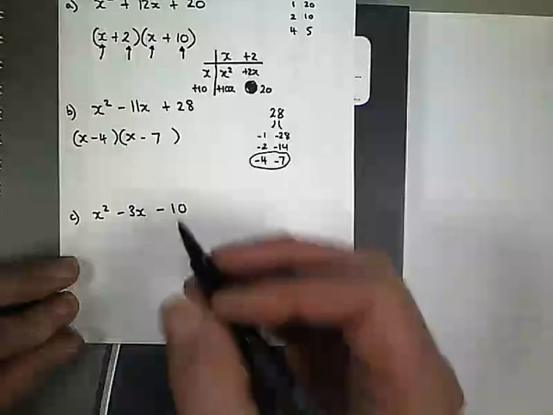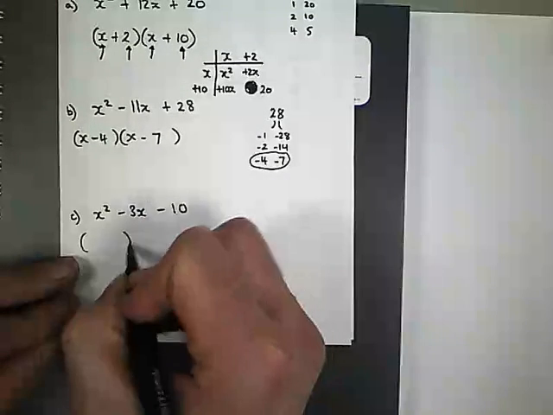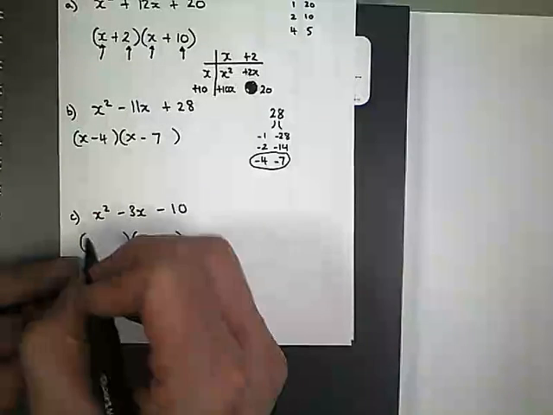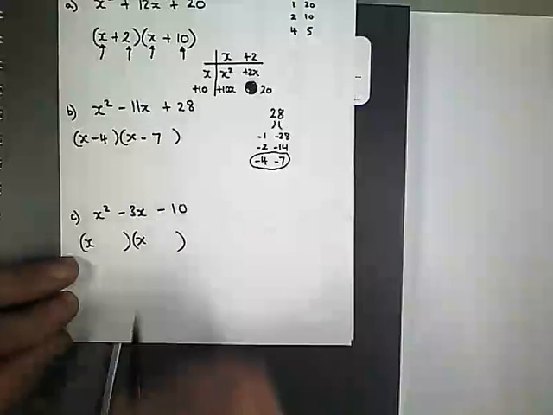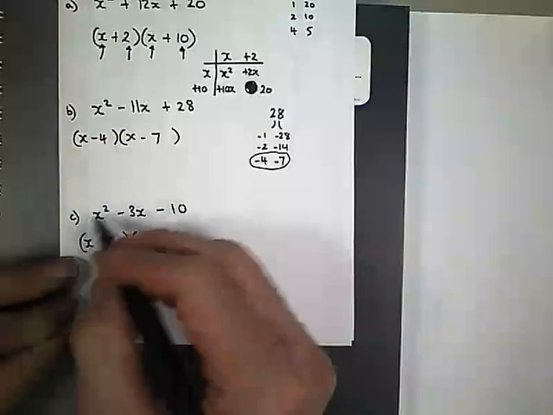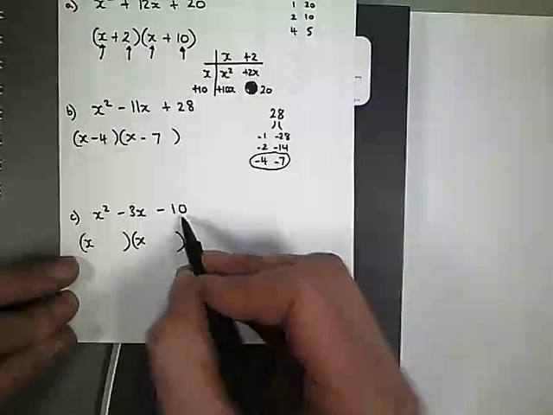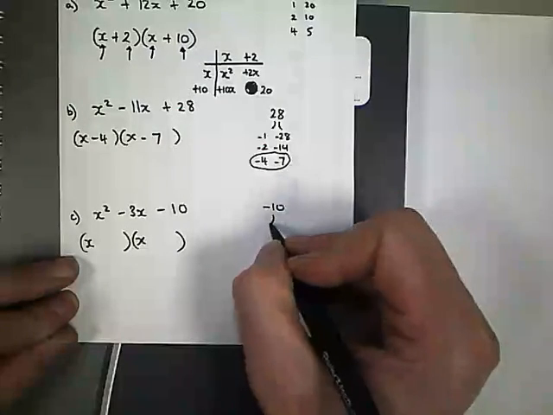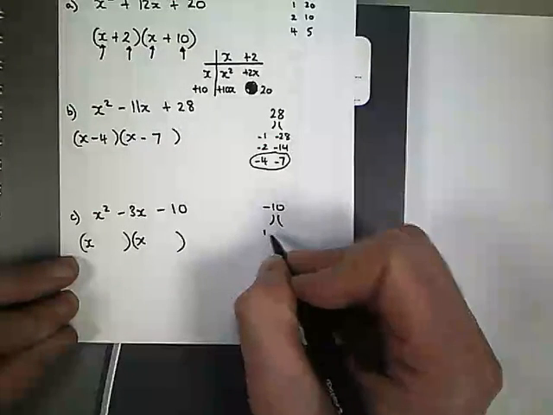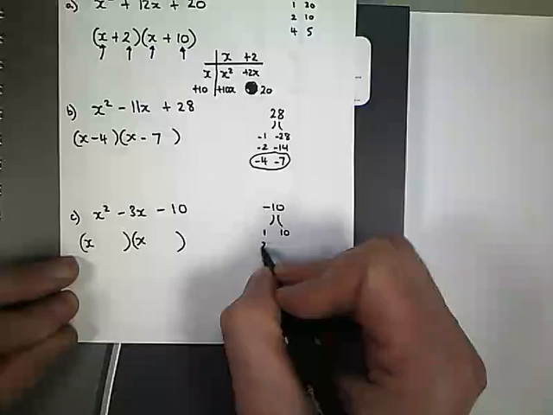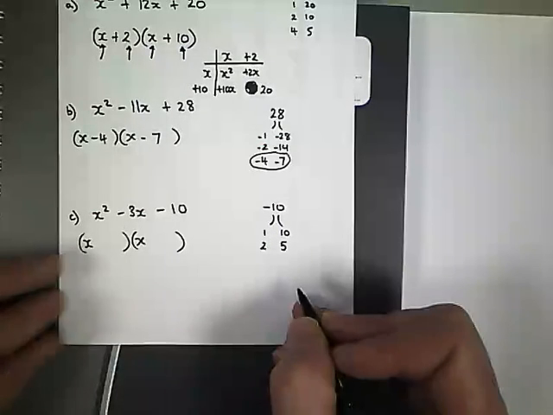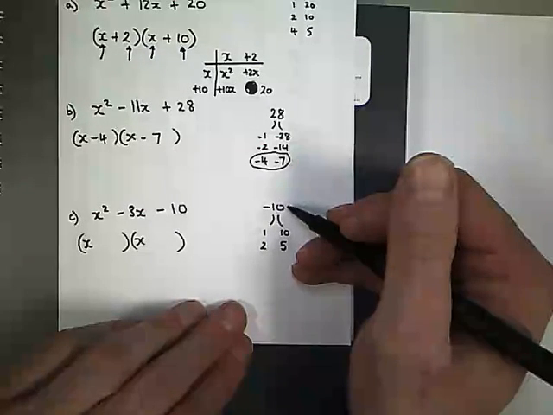So I'm looking for, well, let's just draw out the brackets. To make this x squared, I must have an x and an x. That's the first thing, so I can ignore that x squared now. Now I need two numbers that multiply together to make minus 10. So I've got 1 and 10, I've got 2 and 5. One's got to be negative and the other one's got to be positive.